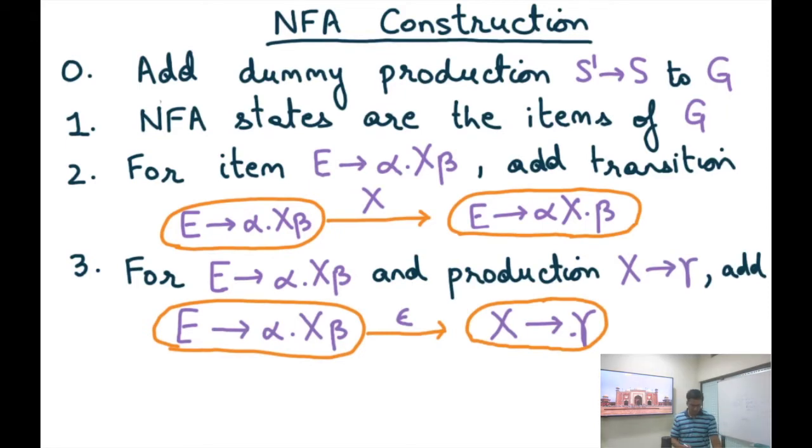Okay. All right, so that's one type of transition that you add. Further, you add another type of transition, which is if you are in this state E produces alpha dot X beta, and there's a production which produces gamma from X, so X produces gamma, then you add an epsilon transition from this item, E produces alpha dot X beta, to this item X produces dot gamma. Okay, so there are two types of transitions. I should point out that in the first type of transition, which is step 2, X could be either a terminal or a non-terminal. All right, so this can be either a terminal or a non-terminal.